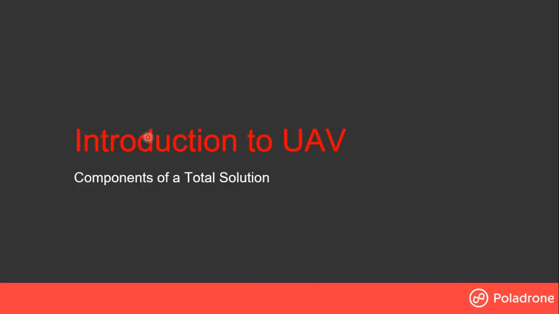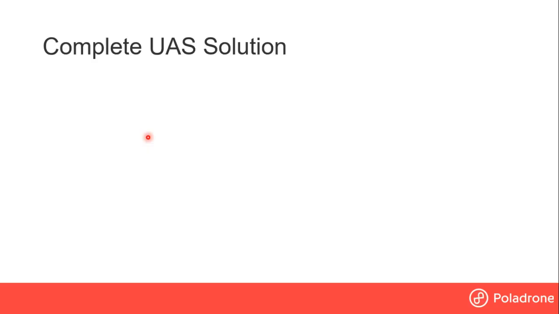Now I'm going to talk about an introduction to UAV. What does UAV mean? It stands for unmanned aerial vehicle. Today I'm going to talk about the components that make up a UAS solution. UAS stands for unmanned aerial system. The difference between UAV and UAS is that a UAV is just the drone itself together with the payloads, whereas a UAS is a complete solution where you have a base station, the GPS, the software, and the operator to run everything.